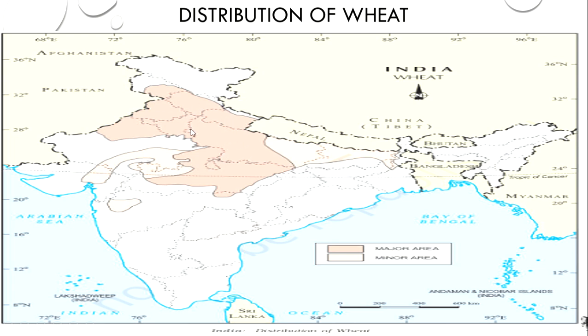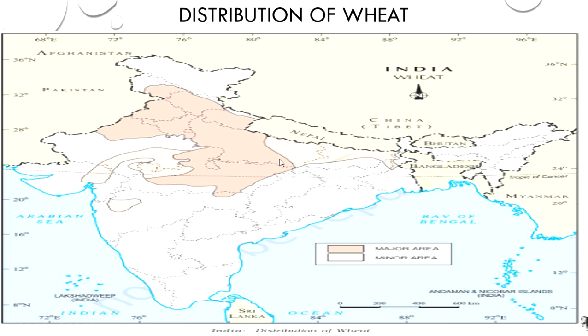States which are the leading producers of wheat are Punjab, Haryana, Western Uttar Pradesh, some part of Rajasthan, and part of Madhya Pradesh. They are the northern and the central belt which grows a major amount of wheat in all parts of India. That is the distribution of wheat.